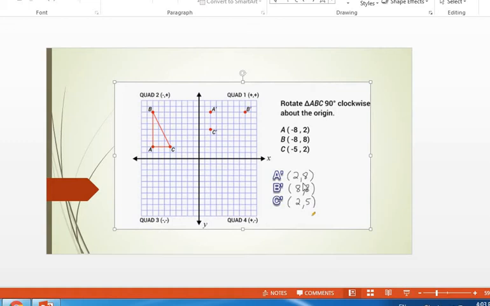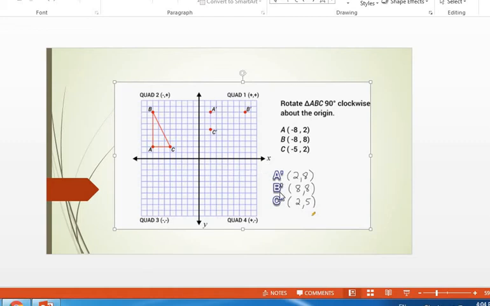After writing the coordinates A dash, B dash, C dash, I do what? I plot the coordinate pairs on the coordinate plane. I plot, it means I put the ordered pairs on the graph. So I have A dash, (2, 8). So here 2, and then 8. So point A dash will be here.